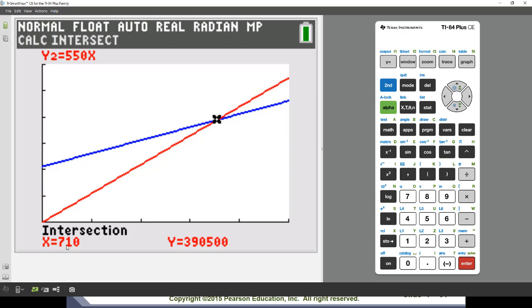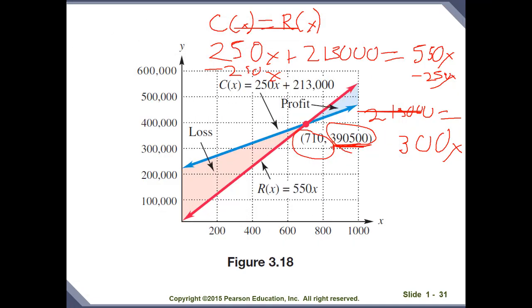Our intersection is x equals 710, y equals 390,500. This is going to be really helpful later in the course because we're going to find some intersections where doing them with algebra is going to be tricky because we're going to have decimals as part of our answers and stuff like that. So being able to graph it on the calculator is helpful. Being able to do it via algebra is also helpful. You should be able to do both. So that's this point right here.